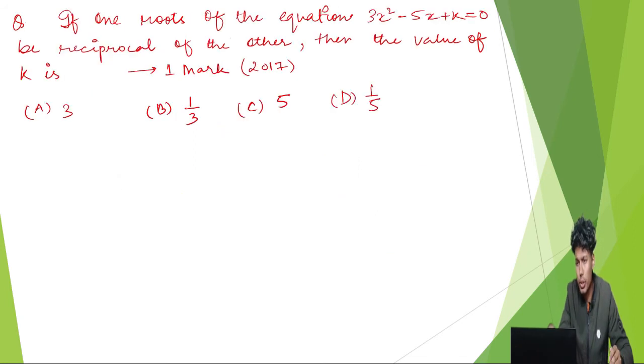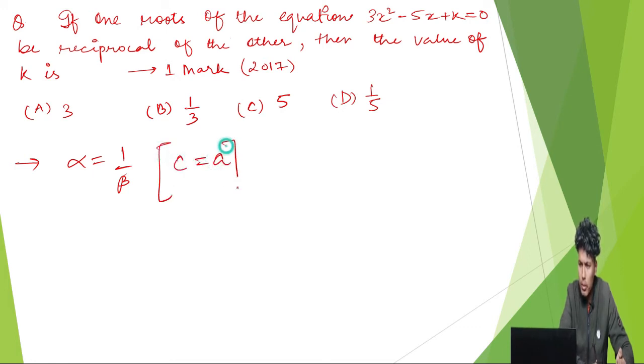So let us look at another question. If one root of the equation 3x square minus 5x plus k equal to 0 be the reciprocal of the other, then the value of k is. Similar type of question. The question says roots are reciprocal, so alpha is equal to 1 by beta. For this to be true, c is equal to a.